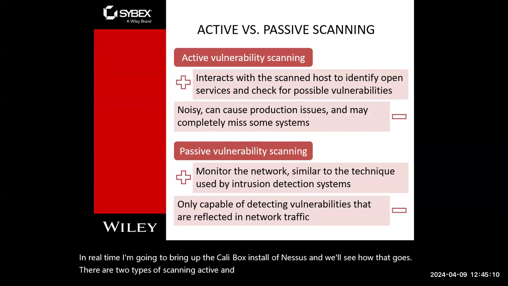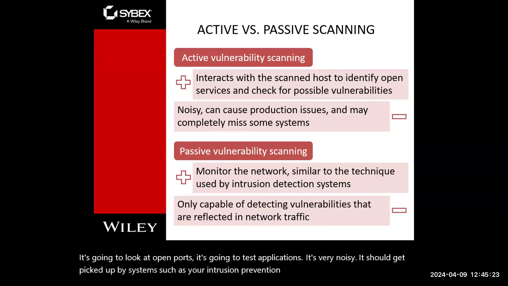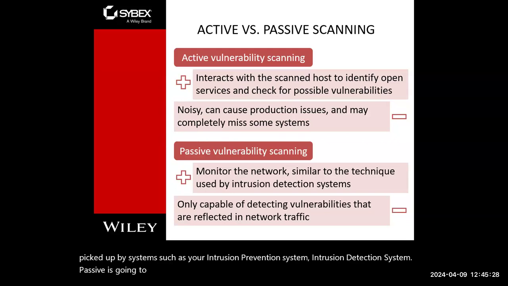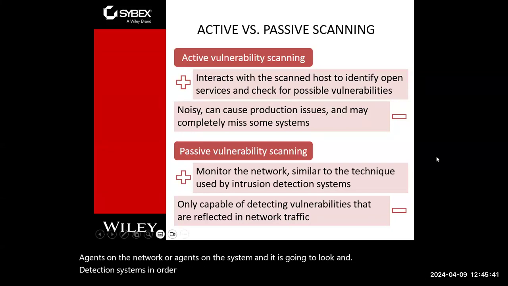So active interacts with the environment. It's going to look at open ports. It's going to test applications. It's very noisy. It should get picked up by systems such as your intrusion prevention system, intrusion detection system. Passive is going to be more of a monitoring type of activity where you might have what we call agents on a network or agents on a system, and it is going to be used with host-based intrusion detection systems in order to find these vulnerabilities.